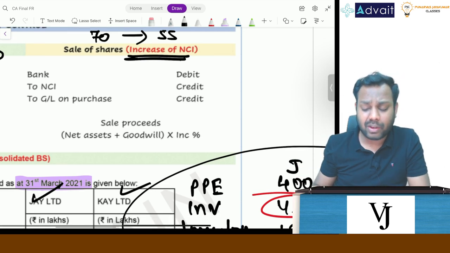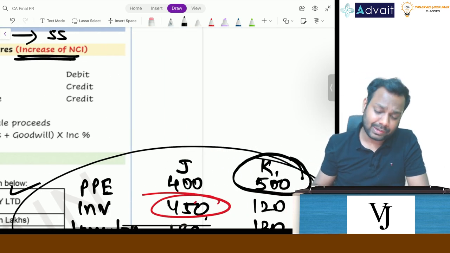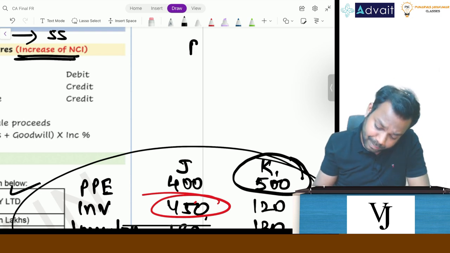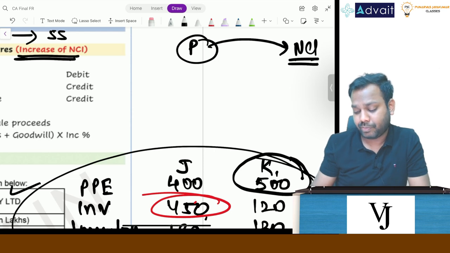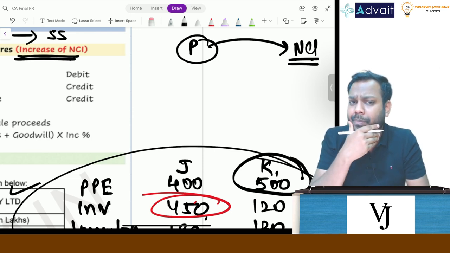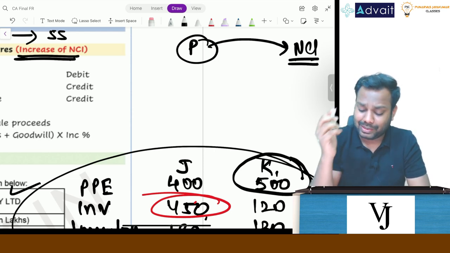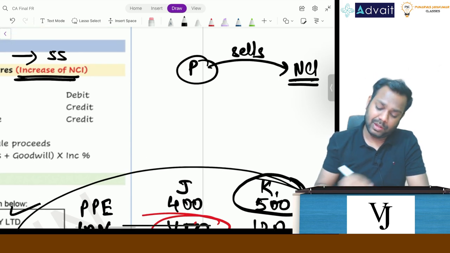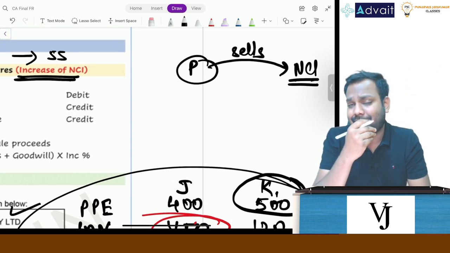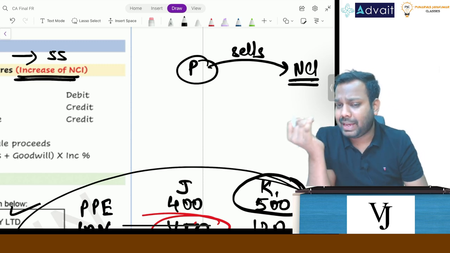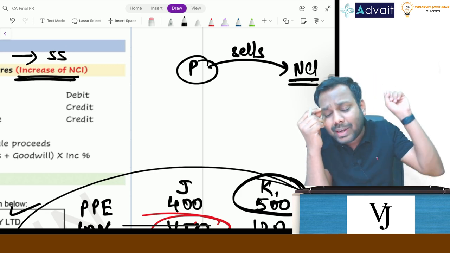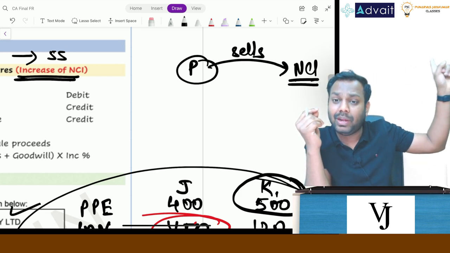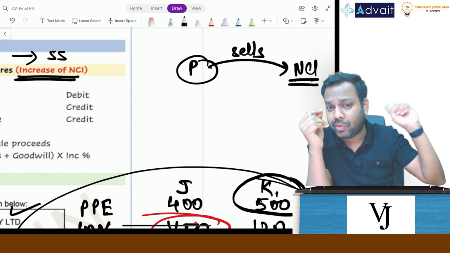How come, what is the value of NCI at which it should increase? Understand, the parent company is selling some of its interest to NCI now, right? So definitely, when the parent company sells its interest to NCI, the parent company will try to recover the excess money that it paid on the date of acquisition, right?